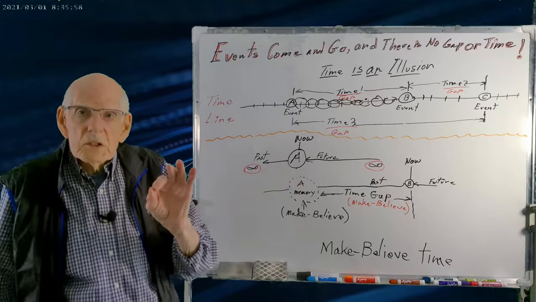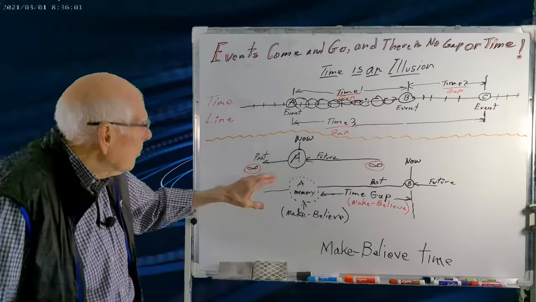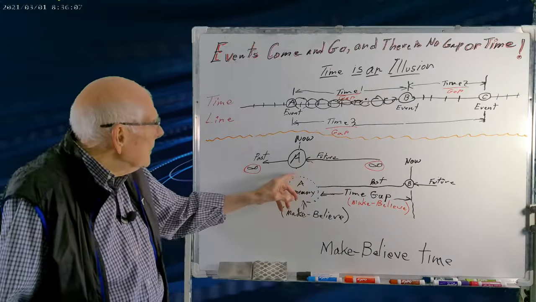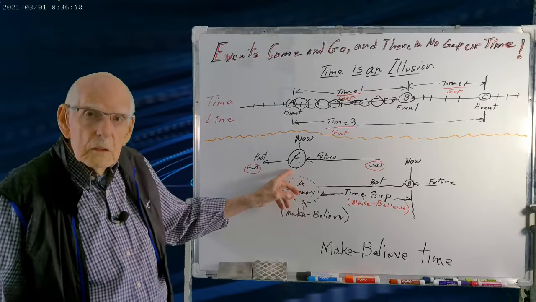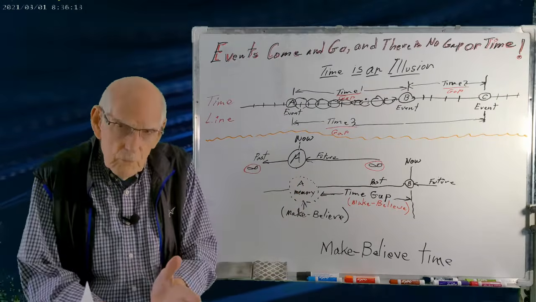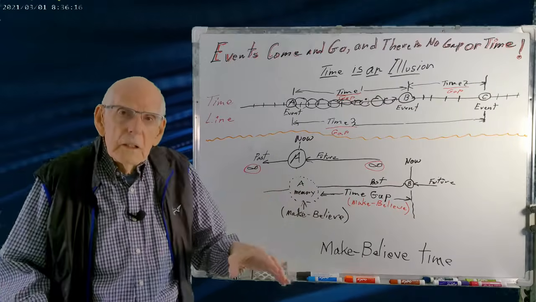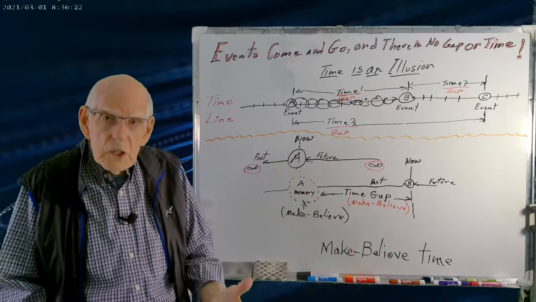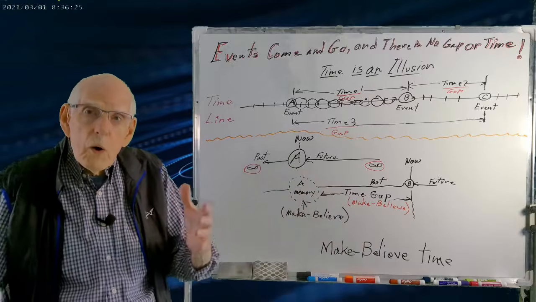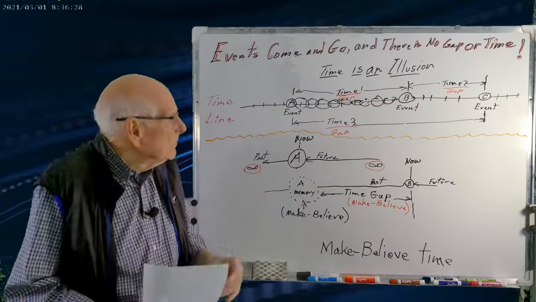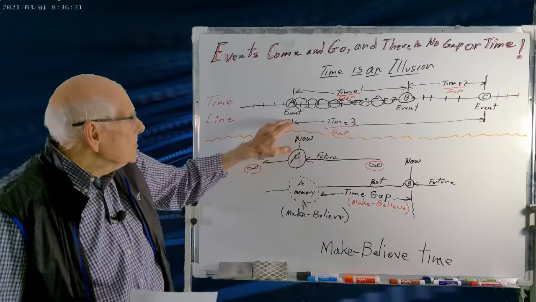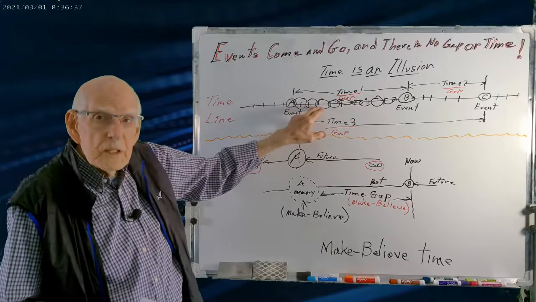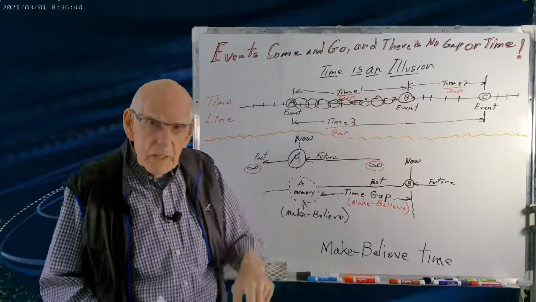I want you to think about this, because I haven't talked about it before. All the energy there is in event A, in the present moment, because everything is in the present moment. And you can't make energy, and you can't destroy energy. All you can do is transform energy. So event A transforms into the next moment, which transforms into the next moment, and so forth down to B.